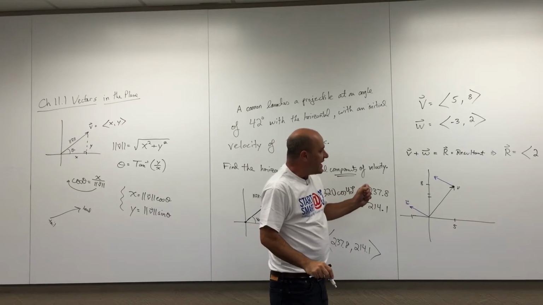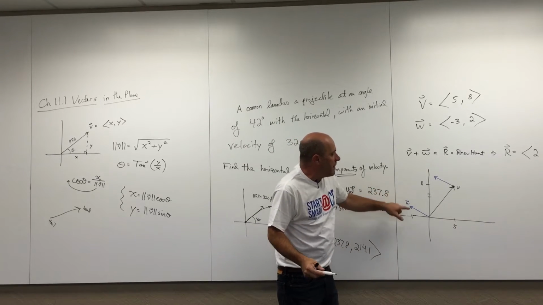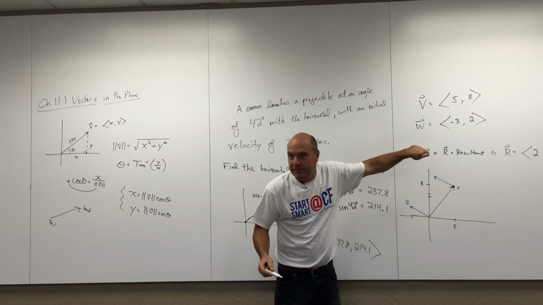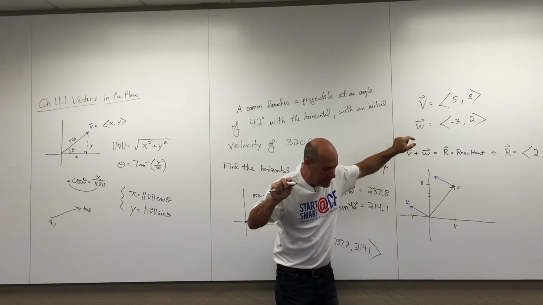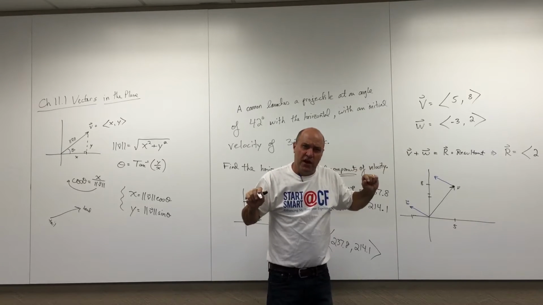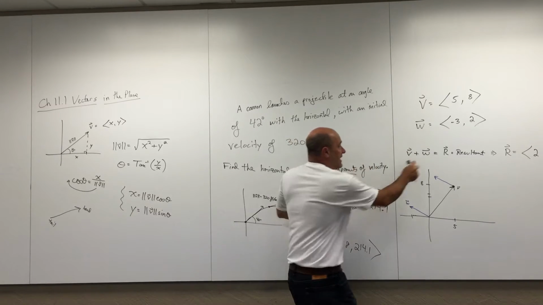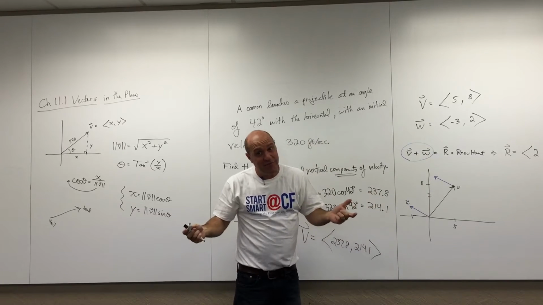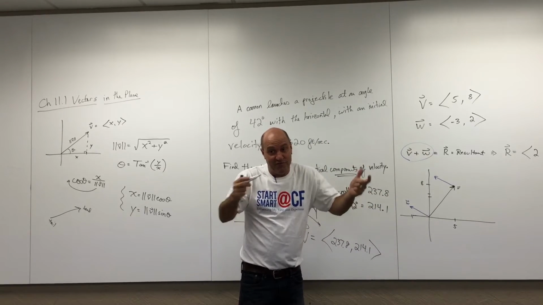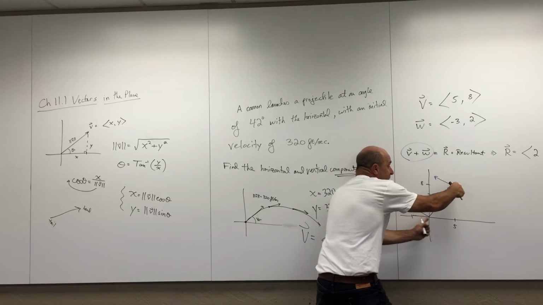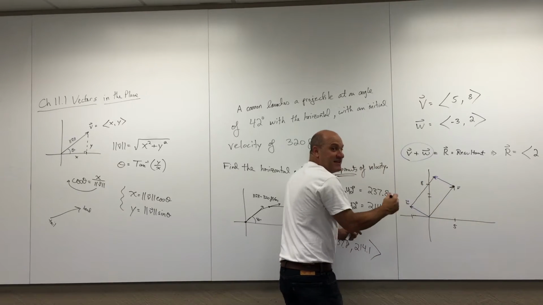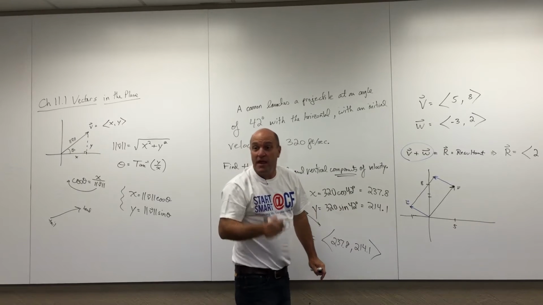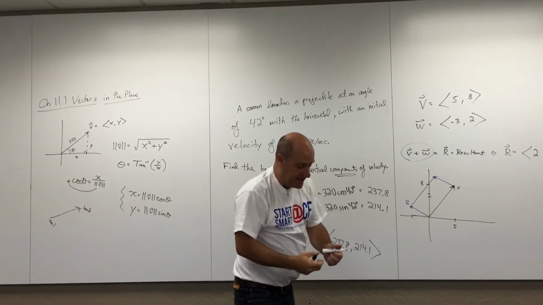What did I just do? I think I did V plus W. I put the tail of W on the head of V. What if I would have done W plus V? That would have been grabbing V and putting him on top of W. Guess what that puts you right there. It sort of forms this parallelogram. And the resultant is this.